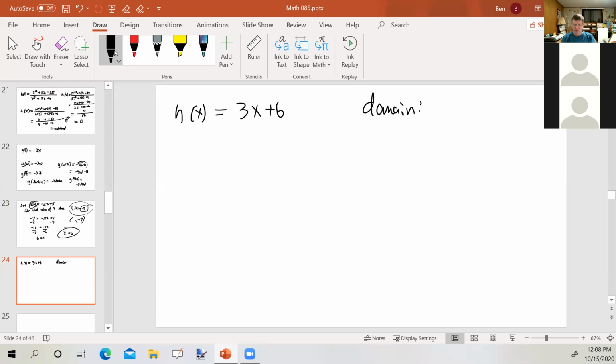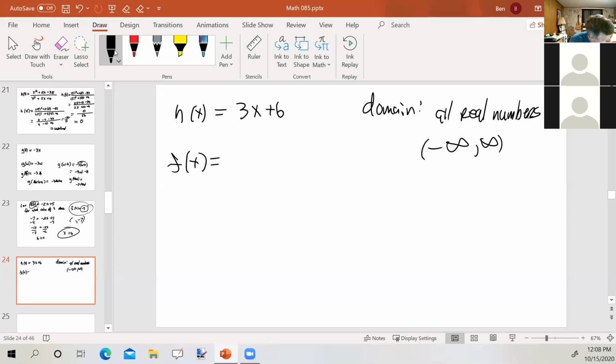0. That would give you 3 times 0 plus 6, which is 6. The 0 would have to be in the denominator. There is no denominator here. It's just an implied 1, and so you can't replace it. So the domain would be all real numbers. Or if you wrote that in interval notation, it would look like that. Let me give you another example, and maybe that'll clarify this one.